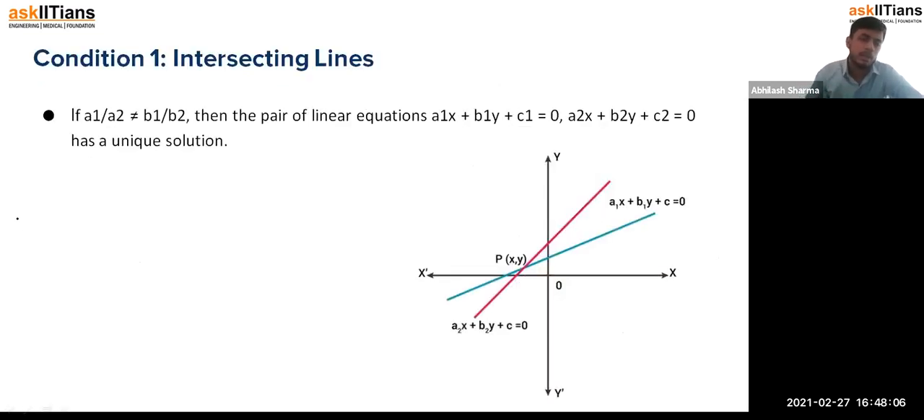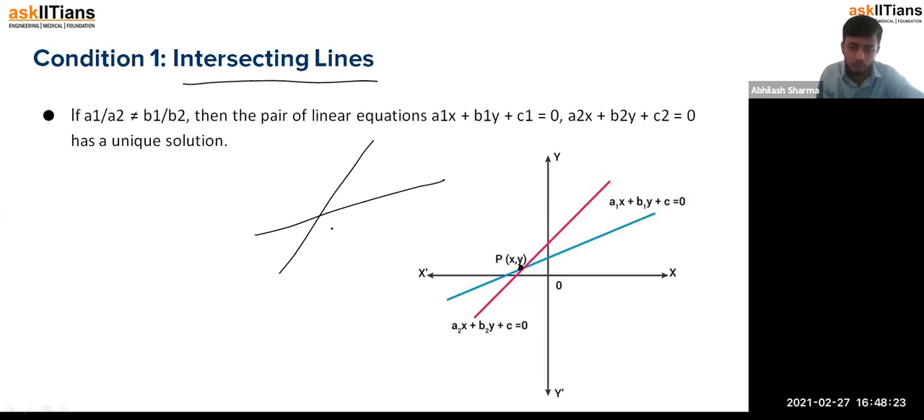Now look, we now have a few conditions. First condition, intersecting lines. Obviously, whichever point they will intersect, that will be the solution. The reason is that if you have drawn two lines, now look, please understand carefully. If they are intersecting at a point P whose coordinates are A comma B, then what does it mean? It means that A comma B lies on the line L1.